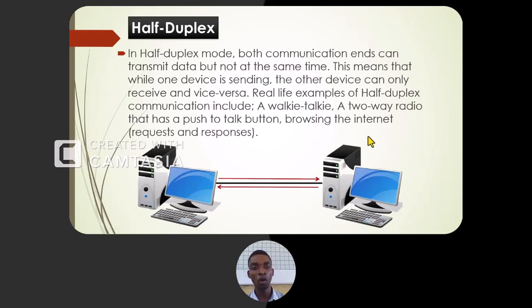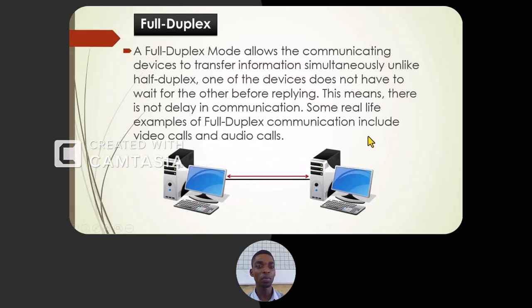Let's move on to the full duplex. A full duplex mode allows communicating devices to transmit information simultaneously, unlike the half duplex. When you say simultaneously, it can transmit so much information. This one can send, the other one too can send. So one of the devices does not have to wait for the other before replying. This means that there is no delay in communication. Some real life examples of full duplex communication include the video calls and audio calls we make. These are examples of full duplex.